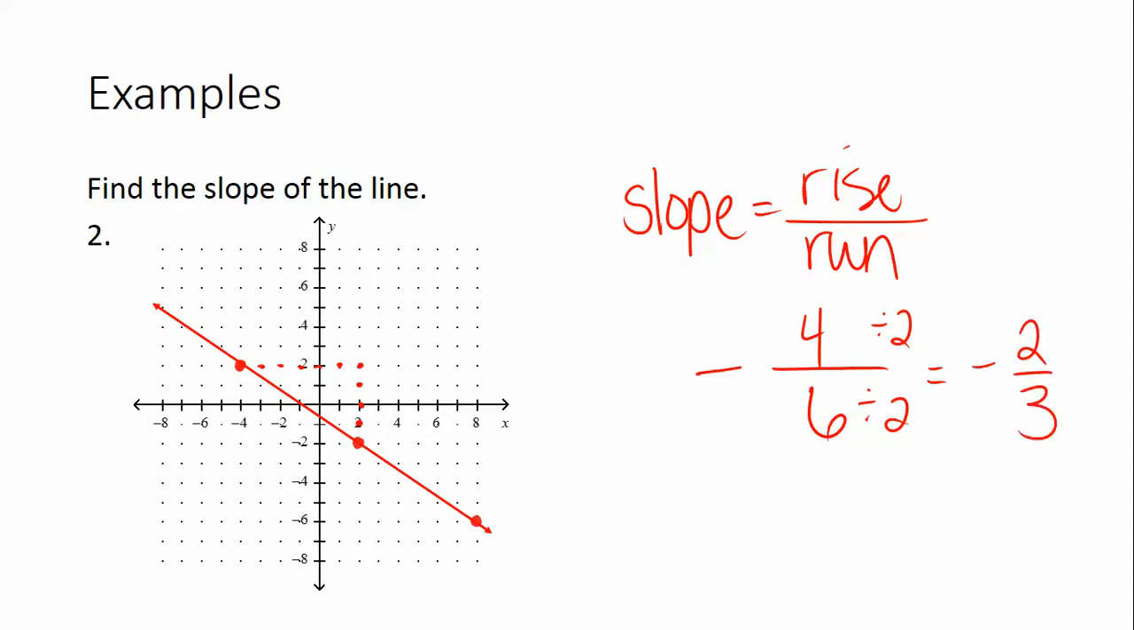That's the rate at which this line is changing. So for every 2 units you move down, you go over 3. 2 down, over 3. 2 down, over 3. 2 down, over 3. And I'm saying down because it's negative.